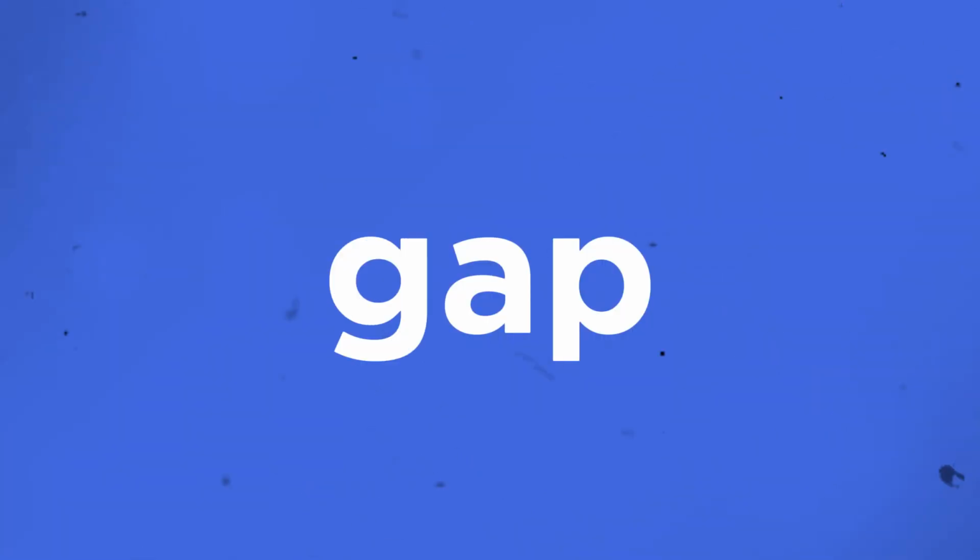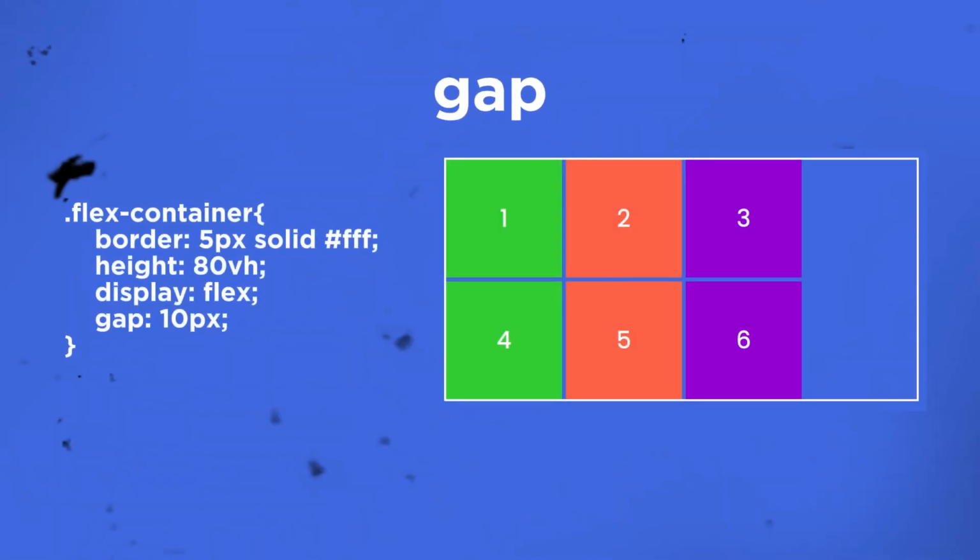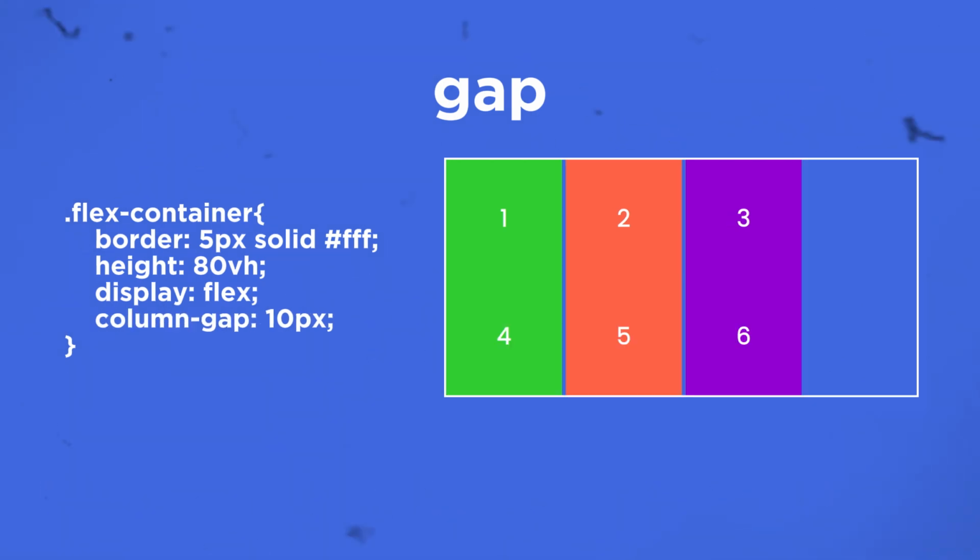Gap is a convenient way to add spacing between flex items. Alternatively, you can use row gap and column gap to control spacing along the axis separately.